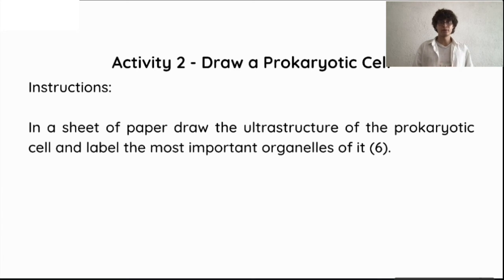On a sheet of paper, you must draw the ultrastructure of this prokaryotic cell and also label the most important organelles of it. Remember, in this presentation, you saw 6 of these organelles, so you must write them down and obviously draw an arrow to point at the organelle so that you can identify them. Okay? Again, pause the video, take some colors, some pencils, and the paper, and start your activity.